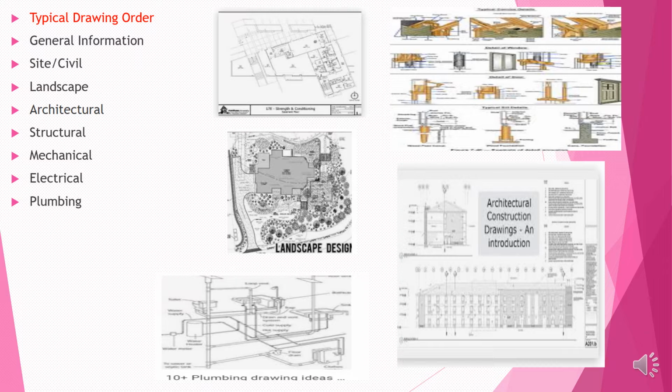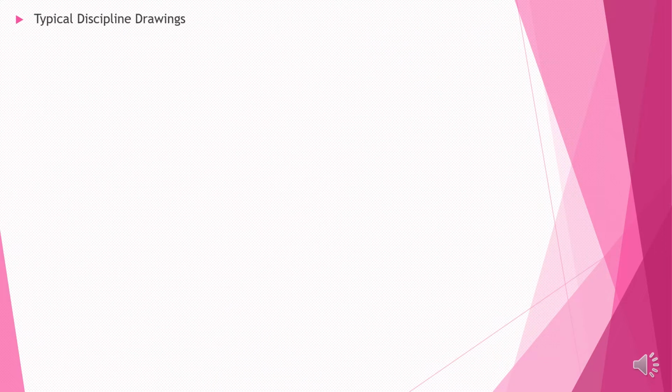Here I show you an example of how this looks. This is the site location drawing. There are general notes here. Here is the landscape drawing. Here is the plumbing drawing. Here are the doors and windows openings, etc. This is the general information which will have an impact on your project execution.